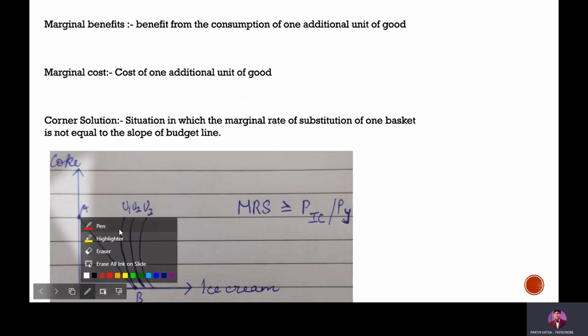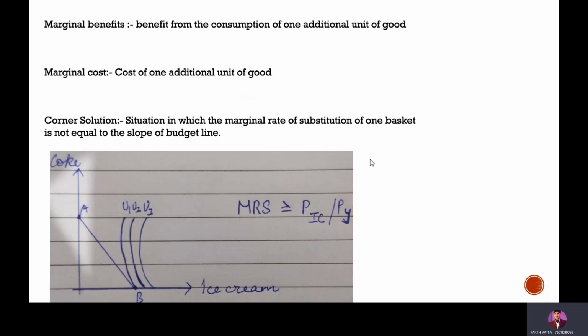Let me explain it to you more clearly. MRS is the quantity of a good being sacrificed to purchase another commodity. I have also explained this in a previous video, but I will give you a brief. If you want detail on it, I will provide the link in the description below.